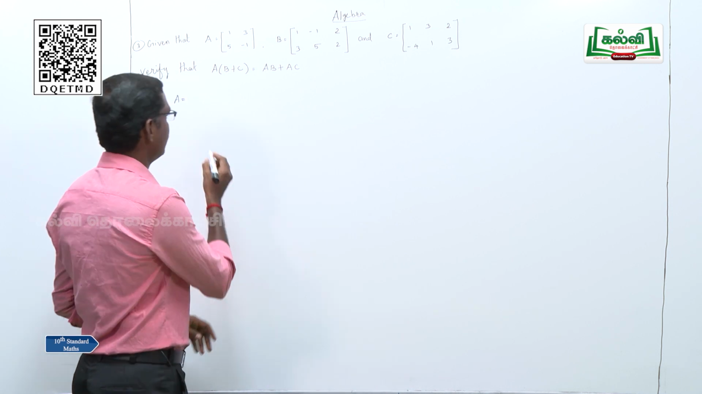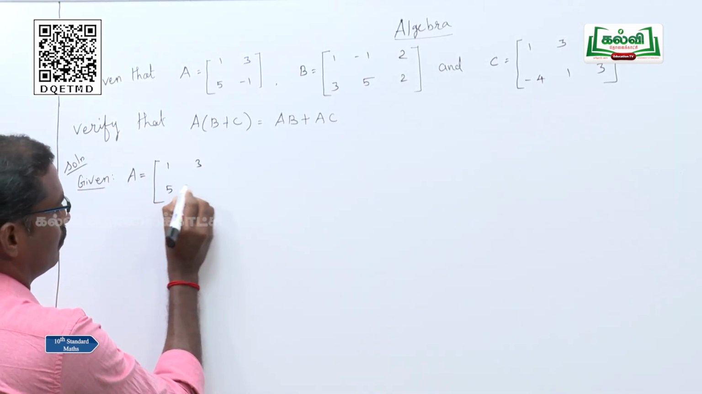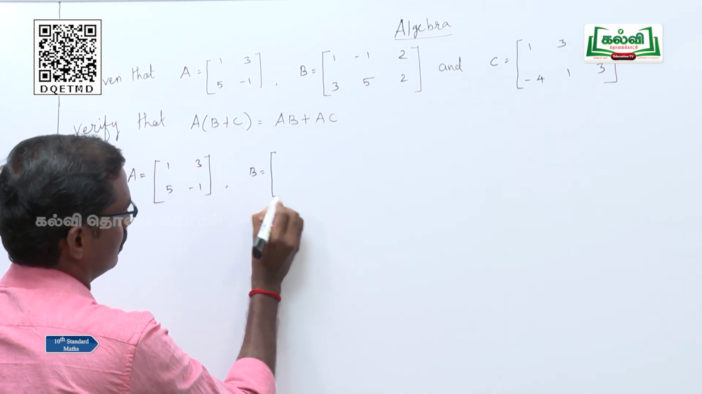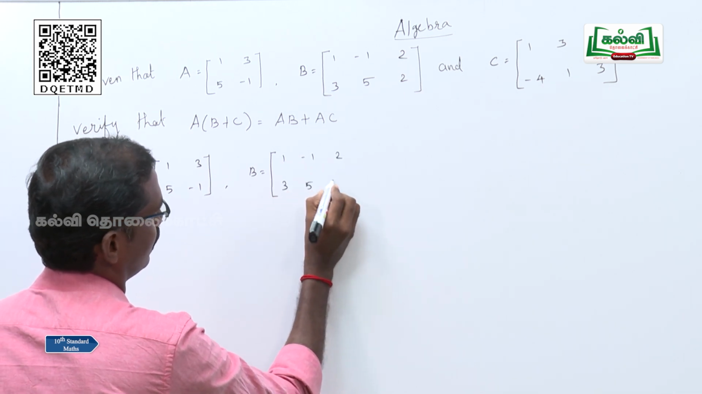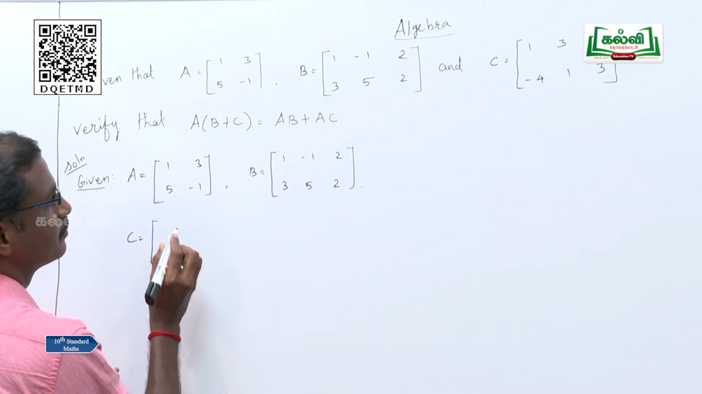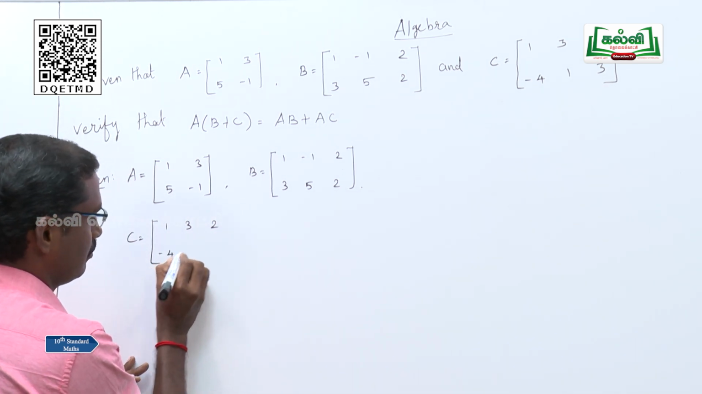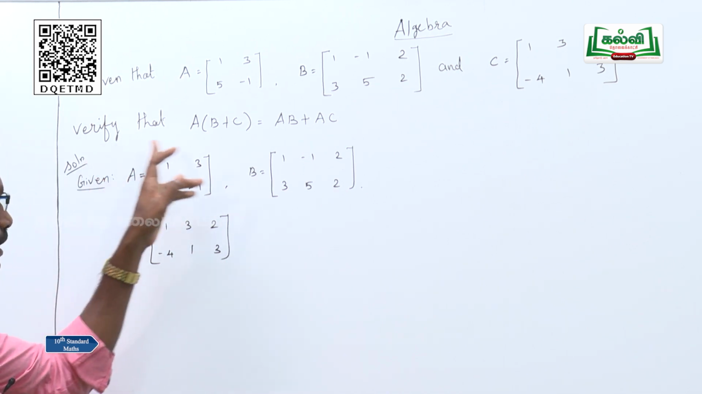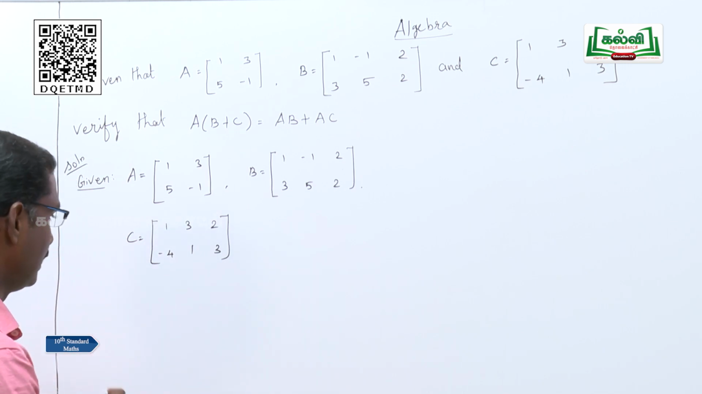First of all, write given matrices. A matrix is given: 1, 3, 5, minus 1. Next, B matrix also given: 1, minus 1, 2, 3, 5, 2. Next, C matrix also given: 1, 3, 2, minus 4, 1 and 3. Verify that A times B plus C equals AB plus AC. Take left hand side.